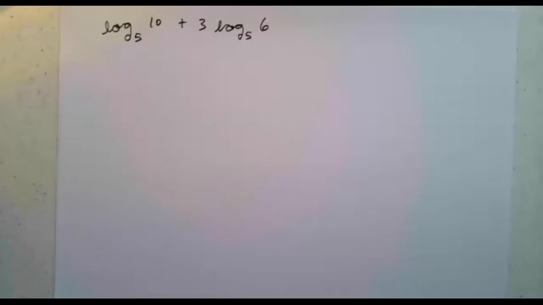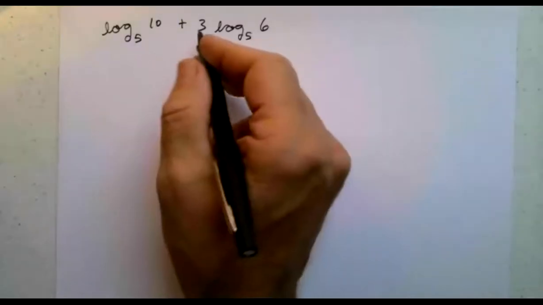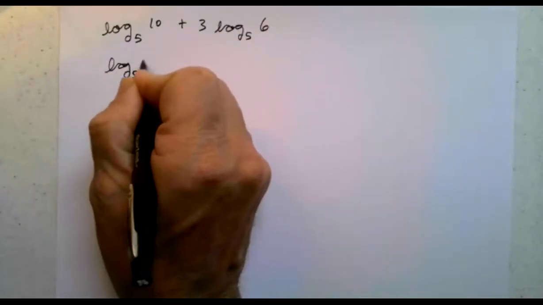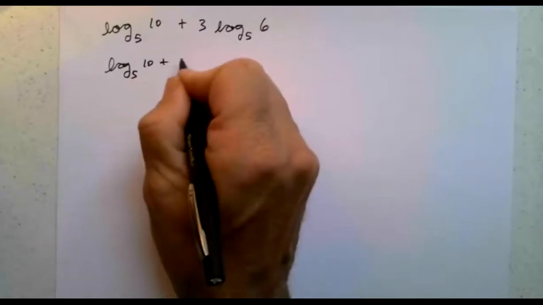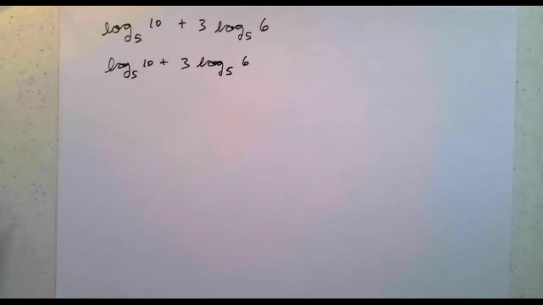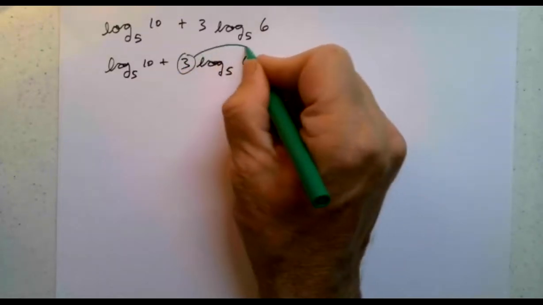So the goal of this question is to express everything as a single logarithm. Currently I have log base 5 of 10 plus 3 log base 5 of 6. I want to go ahead and pull that exponent up. Log base 5 of 10 plus 3 log base 5 of 6.